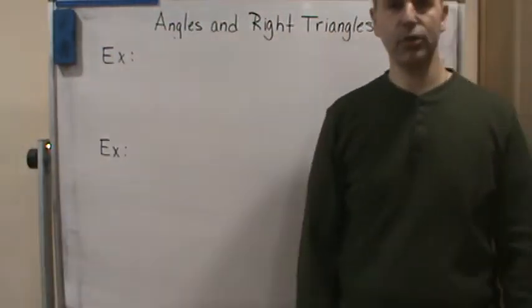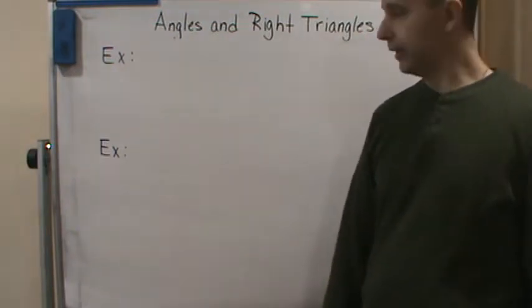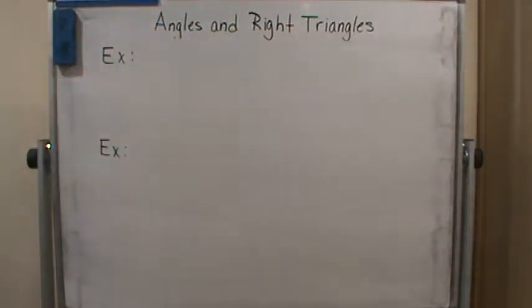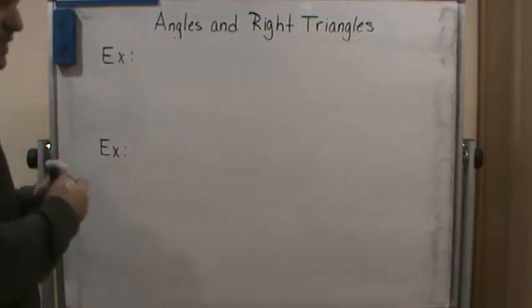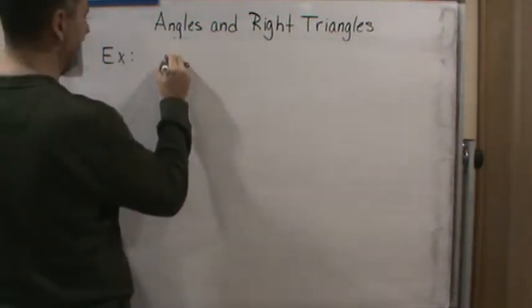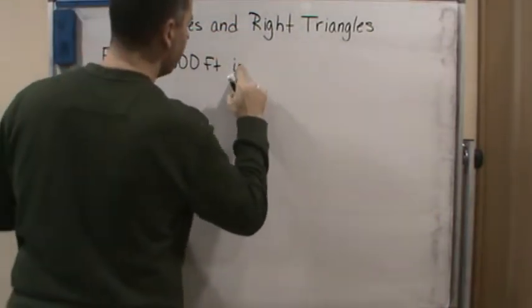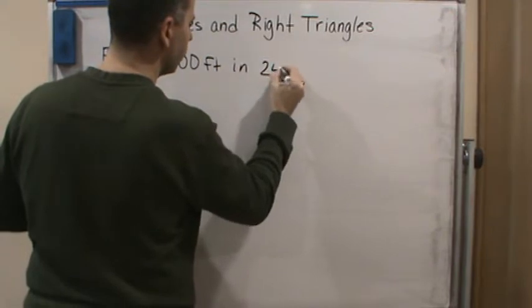Okay, welcome back, and now let's do some examples of dealing with linear speed and angular speed. So the first example, I'm going to read it to you, says, if a car travels 1,800 feet in 24 seconds, its average linear speed is what? Okay. So this is easy because this is just dealing with the car, right? So we say that it's going 1,800 feet in 24 seconds.